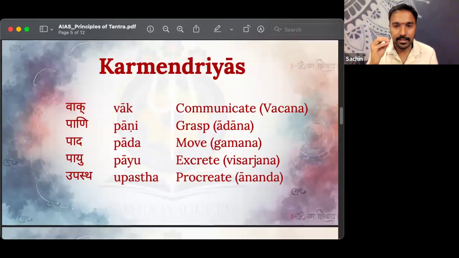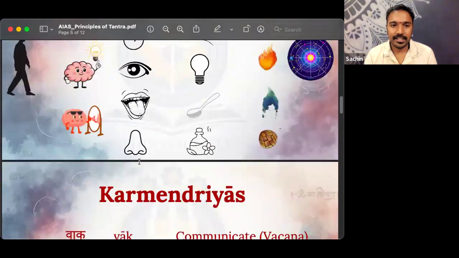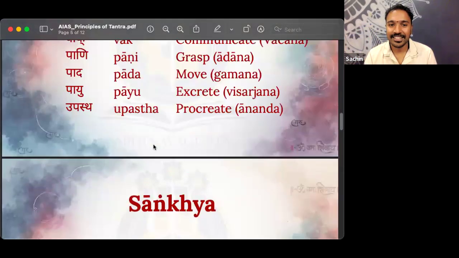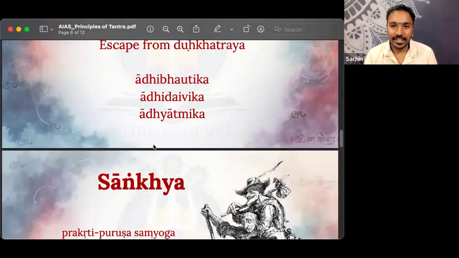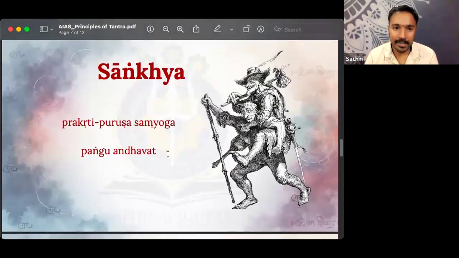You have received some data and you have processed it through your antahkarana, and through these 5 motor organs you react to the world. And Sankhya is saying that, why did we discuss all these? Sankhya, to escape from the tapatrayas or the dukkhatrayas, says that there are 2 more tattvas, prakriti and purusha. So whatever we have discussed now is prakriti.